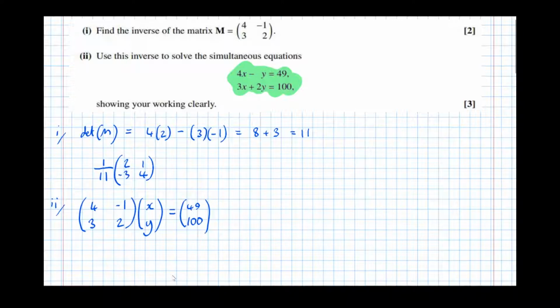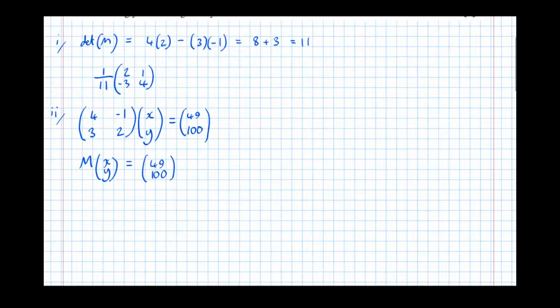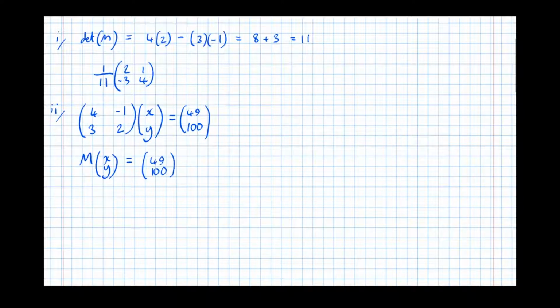So looking back at the original question, we can see that this particular matrix, 4, 3, minus 1, 2, is actually called M. So we could rewrite this if we wanted to as M times a vector xy equals 49, 100. So now the next step is to think, right, how do I get what x and y are? How do I get xy on its own? Because matrix division doesn't exist. We can't divide by matrices.